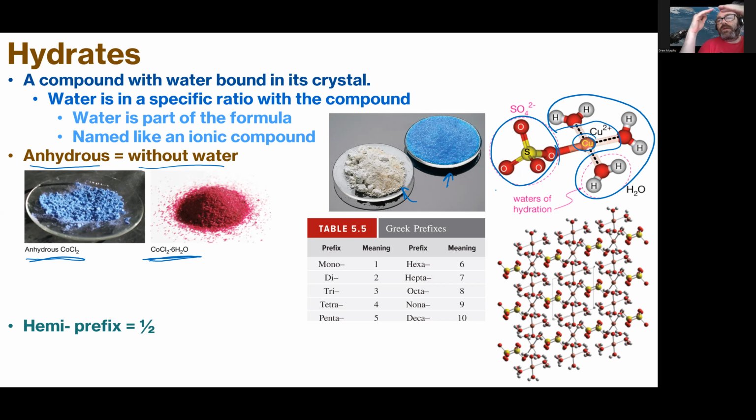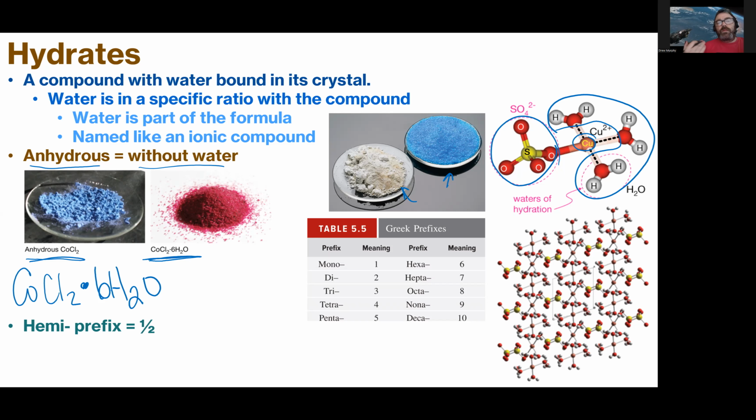Okay. When we're naming the hydrate, it's exactly the same. We're naming it as the ionic compound, but we have to put something in there to tell us how many waters are there. So here, I'm going to write this again so it's bigger. We have CoCl2 dot 6H2O. So this tells us we have one CoCl2, cobalt 2 chloride formula unit, and that there are 6 water molecules bound in the crystal.